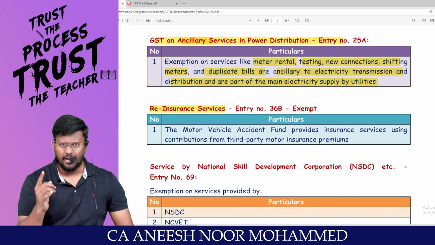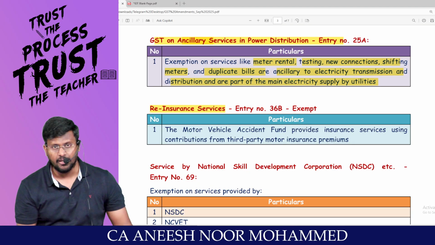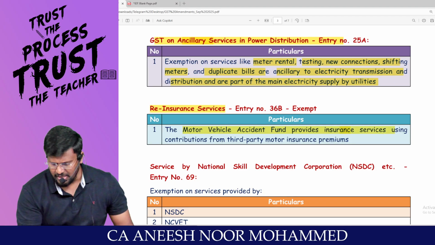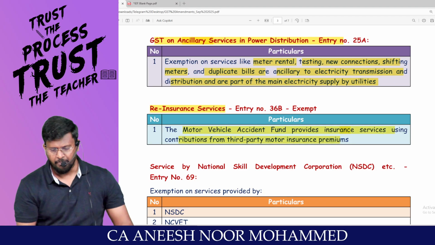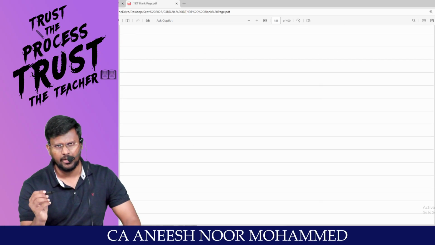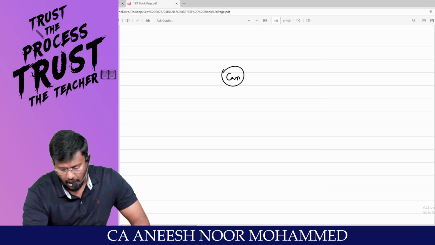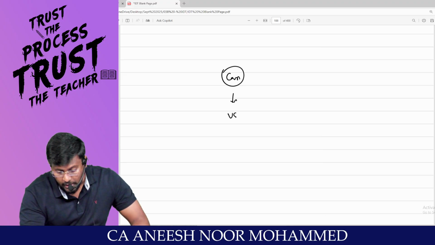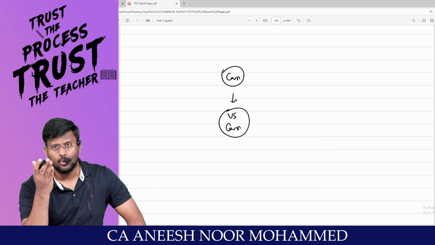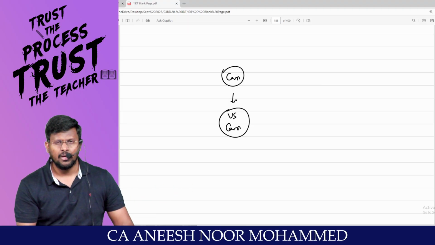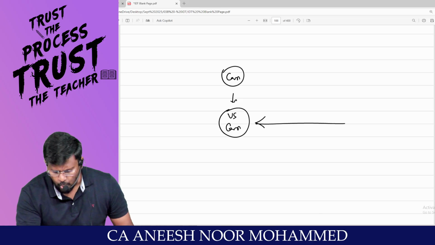Reinsurance services. Actually, already we talked about reinsurance. The Motor Vehicle Accident Fund provides insurance services using contributions from third-party motor insurance premium, and these are exempt from GST. What they are trying to say, I will tell you. For example, if you are having a car, you will be taking insurance for yourself and for the car. If something has happened to you or to the car, the insurance company will compensate.